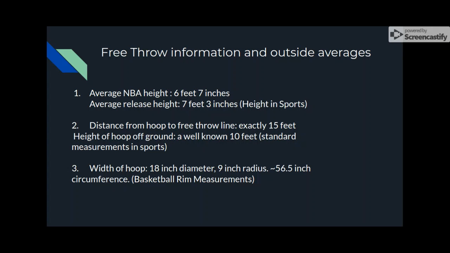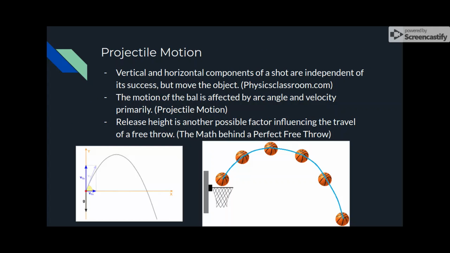The width of a hoop is an 18-inch diameter, which would make the radius 9 inches. And then using the circumference equation, we found there was a 56.5-inch circumference of the rim. So we will be using projectile motion to determine the necessary angle and velocity of a free throw for it to go in.